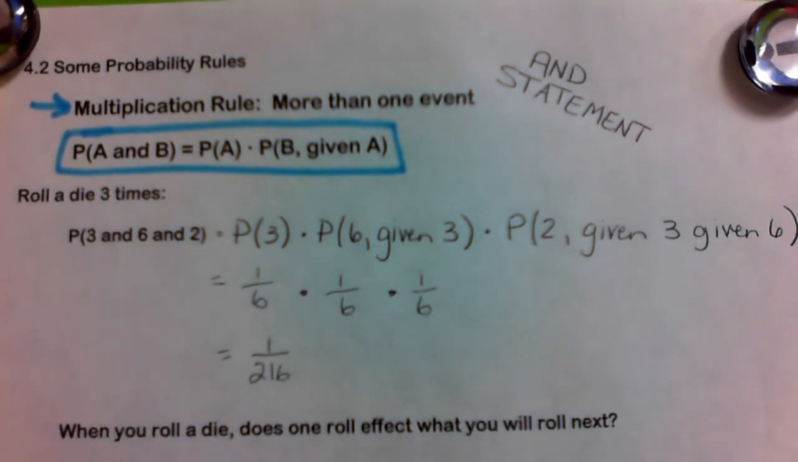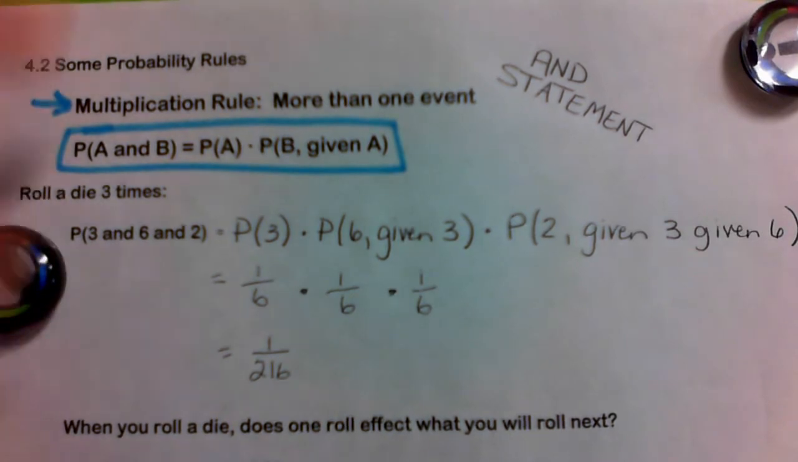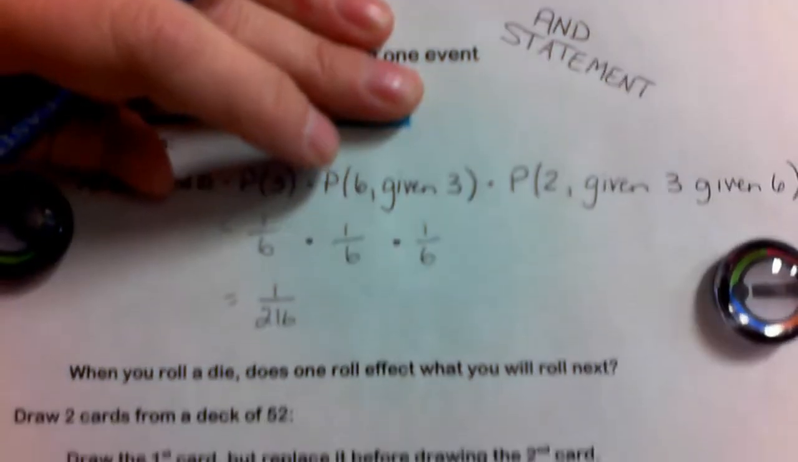Now, that is definitely a number between 0 and 1, so I know I'm okay there. If I actually divided that, 1 divided by 216, you get 0.00462963. So it's way closer to 0 than it is to 1. So there's one example of using the multiplication rule.